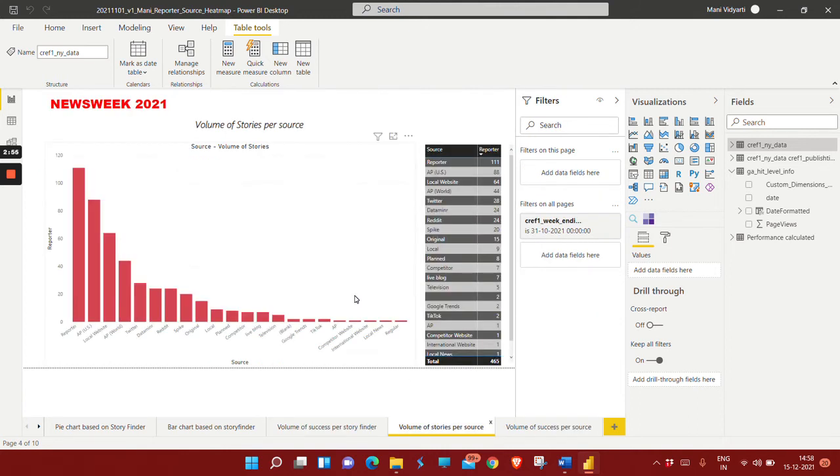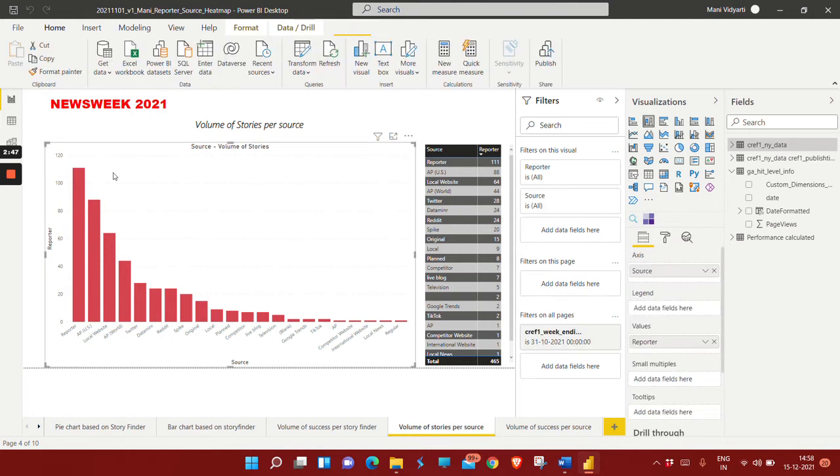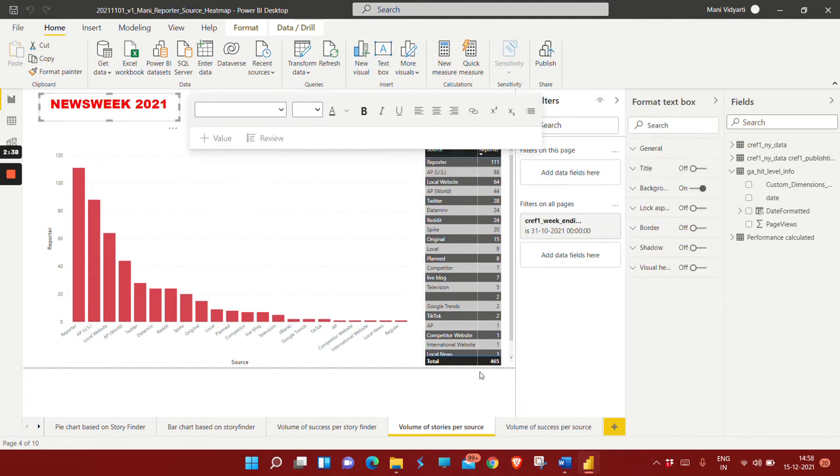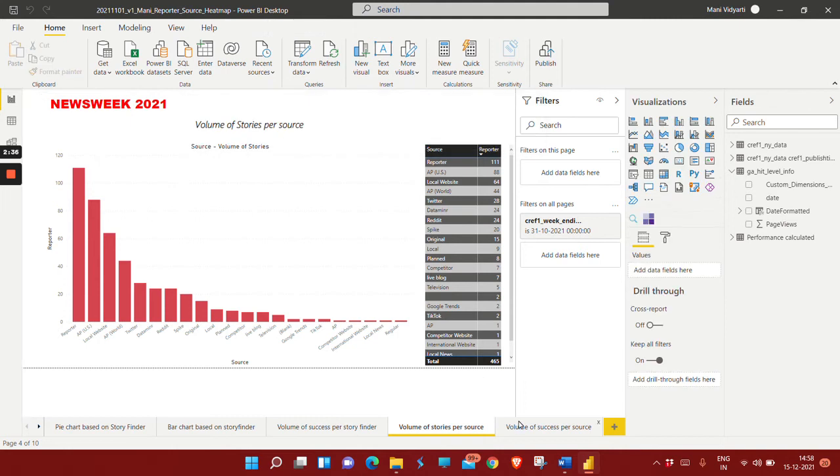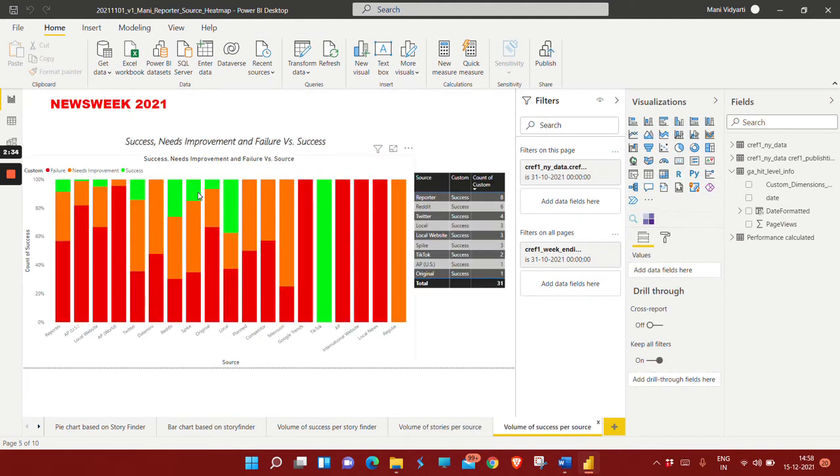Next, we have volume of stories per source, like the reporter has the most number of stories per source. We have also made this table dynamic. It will change as the values of this data change. And next is volume of success per source, like how many success stories are given per source, like how many success stories are given by reporter and Reddit, Twitter, like this.